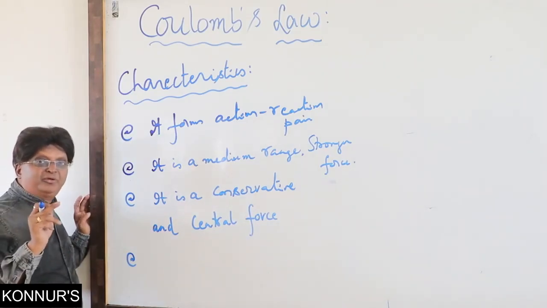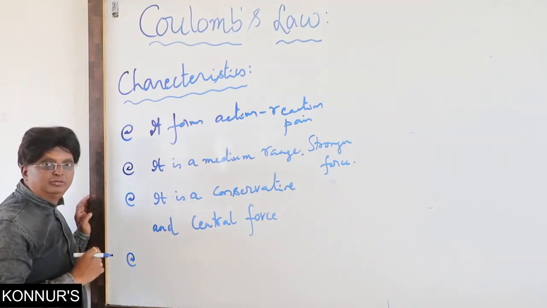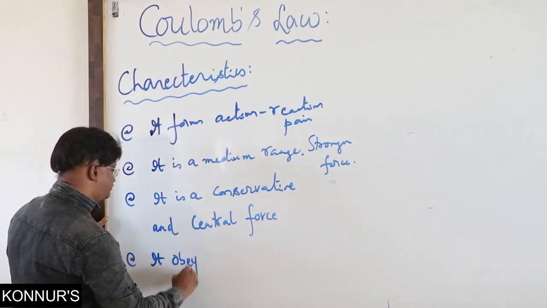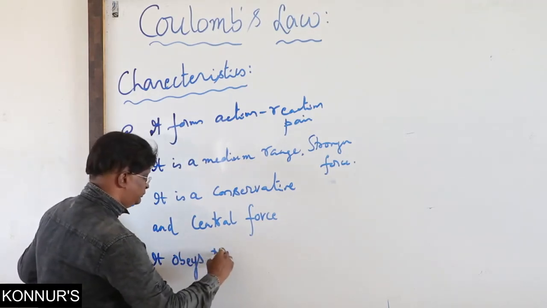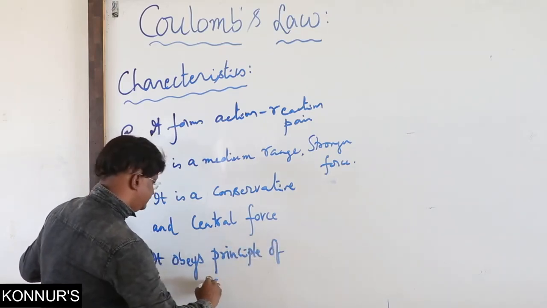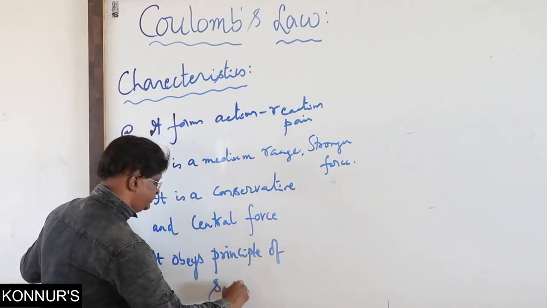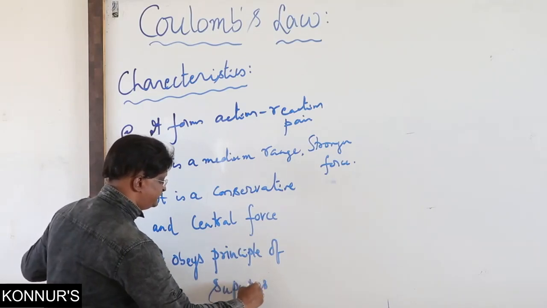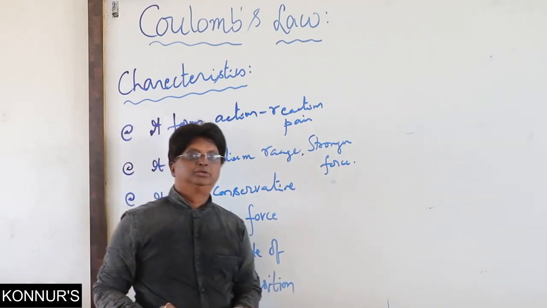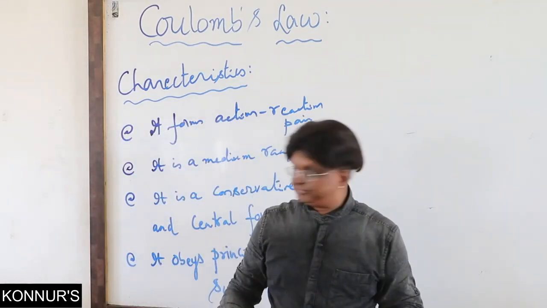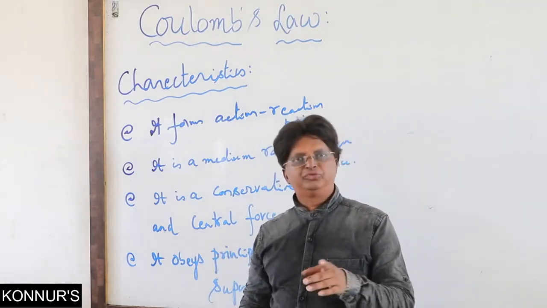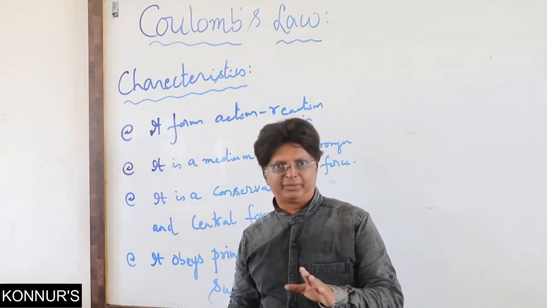Now, the most important point to understand with Coulomb's law is that it obeys the principle of superposition. This is also not a new thing, because it is discussed even with respect to gravitational force, since gravitational force also obeys the principle of superposition. Now you see what is the meaning of that. Let us give an explanation.